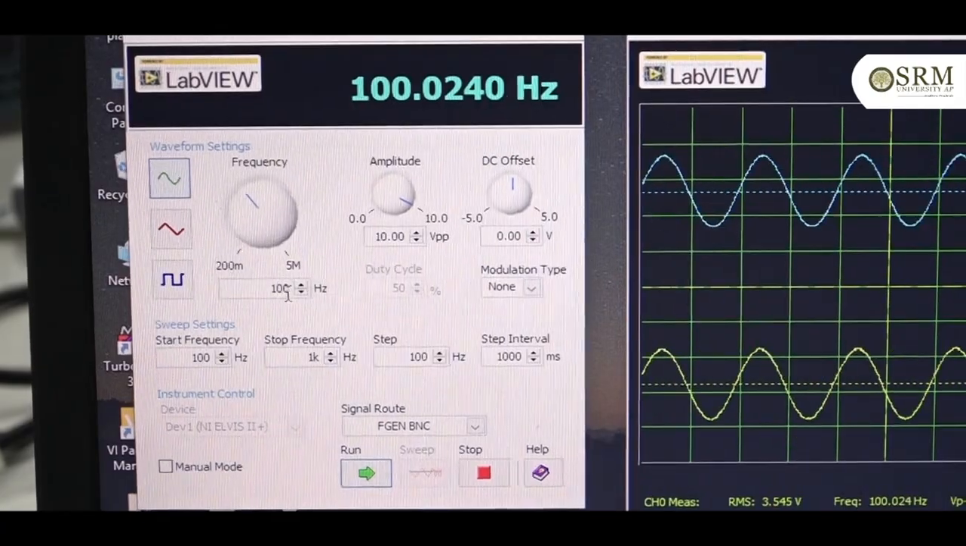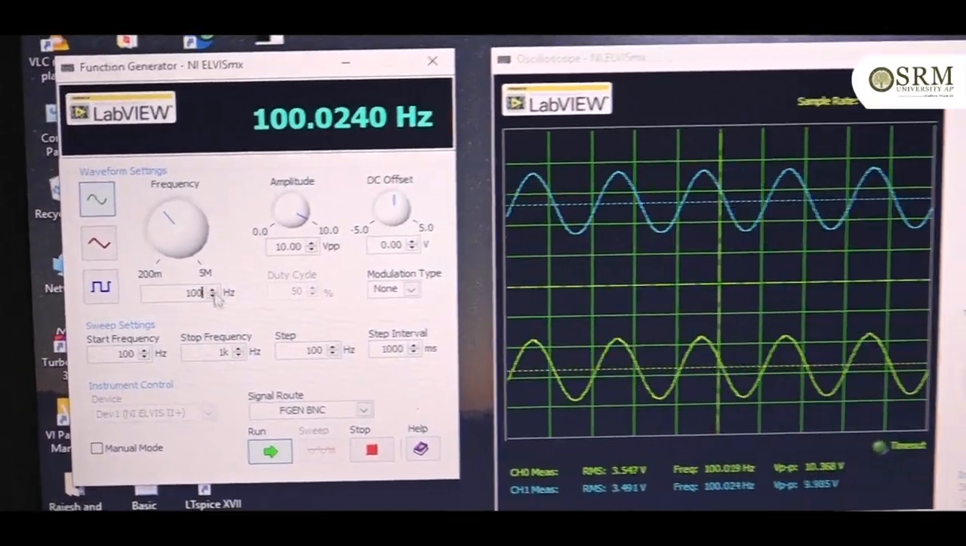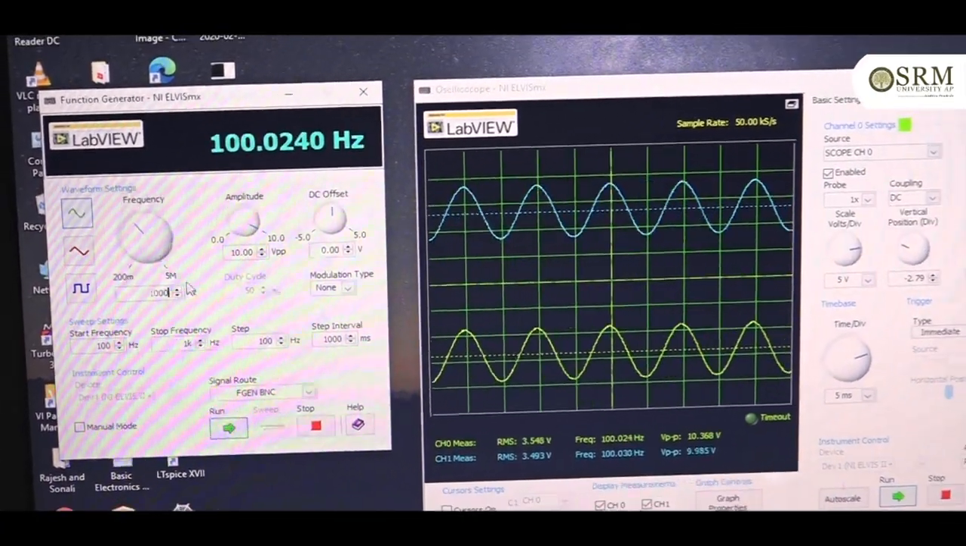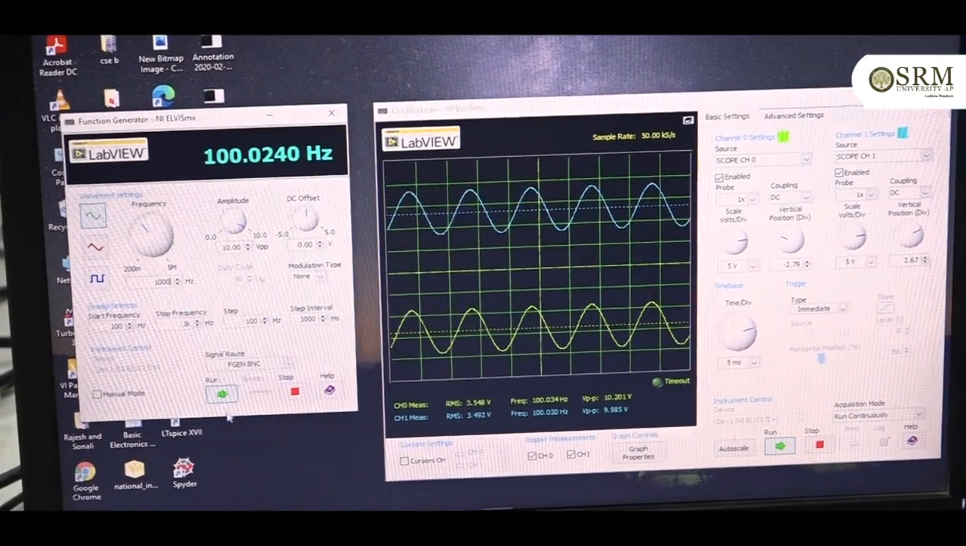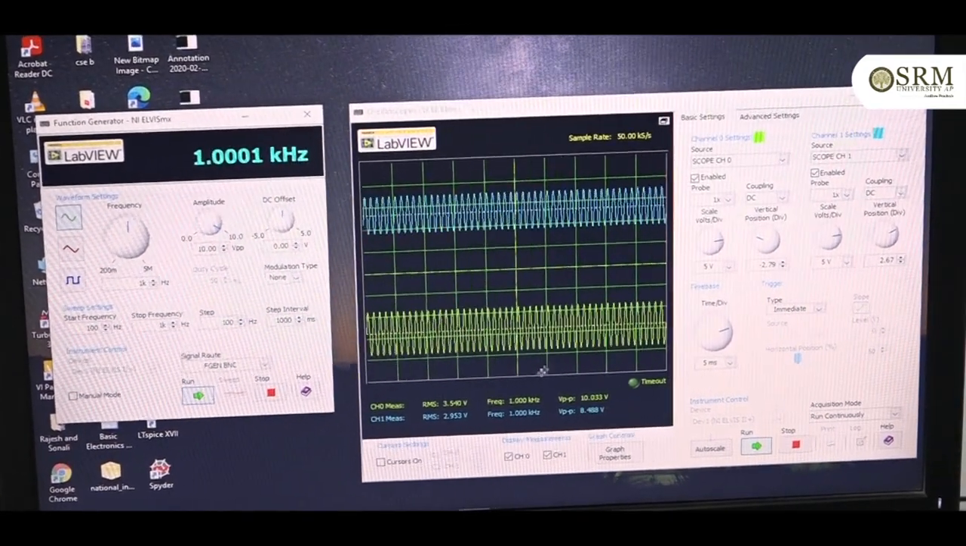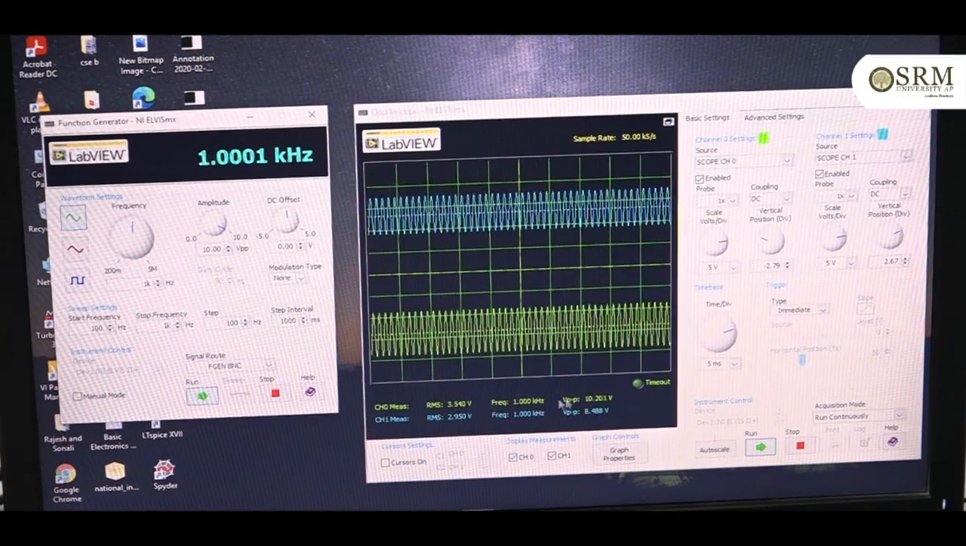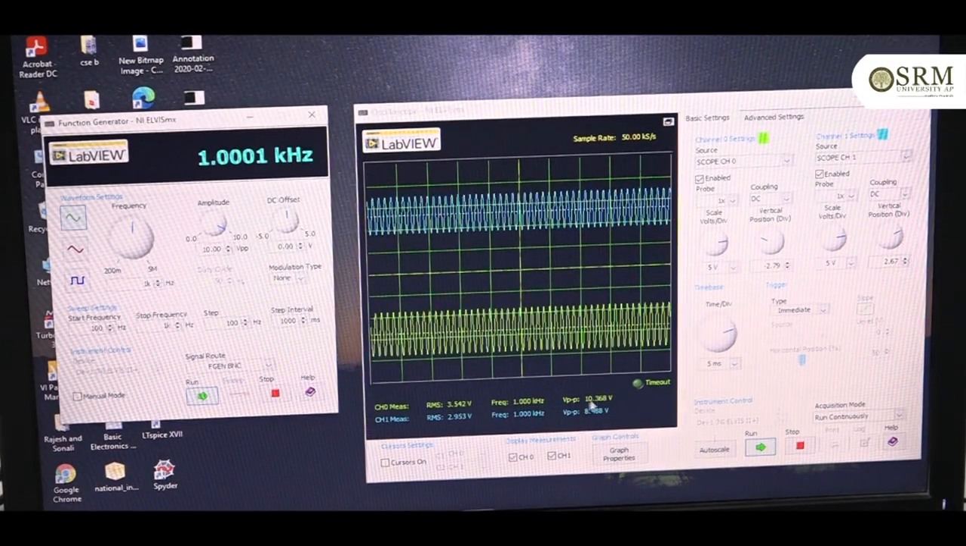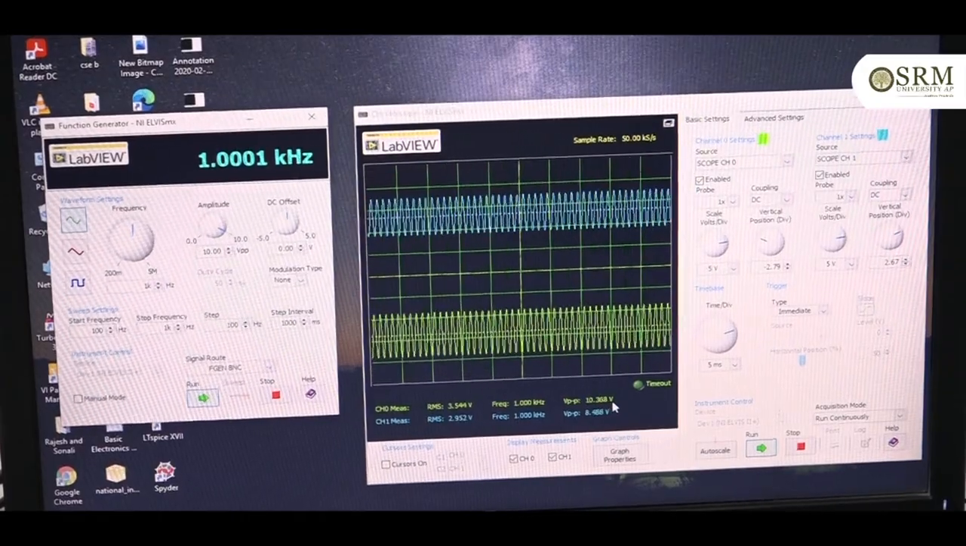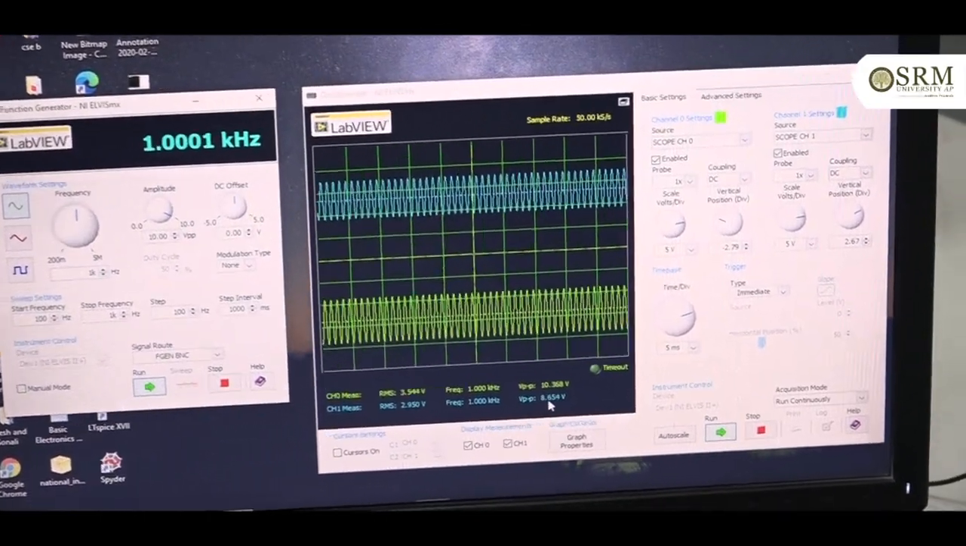Next, we can change it to 1 kilohertz. 1000 hertz equals 1 kilohertz. Now run this. The 1 kilohertz frequency is also allowed, and we are getting output at 1 kilohertz. The input is 10 volts peak to peak and the output is 8.48.